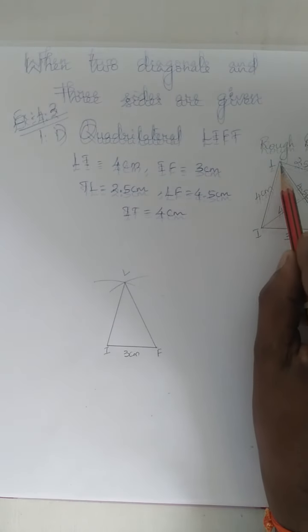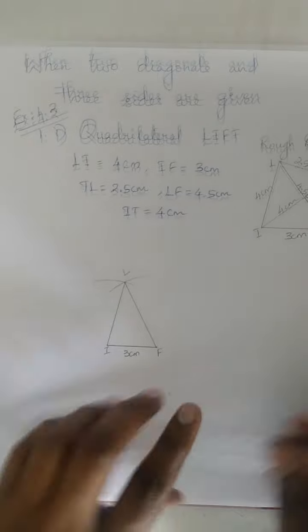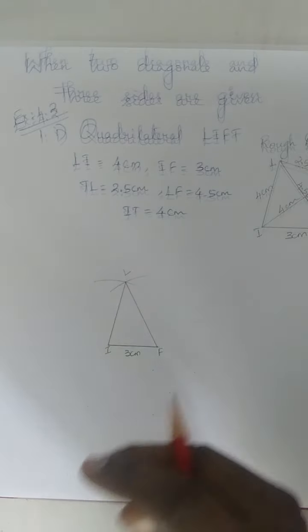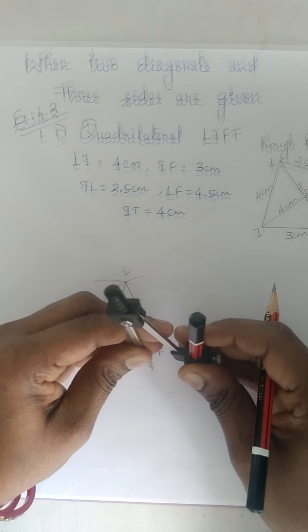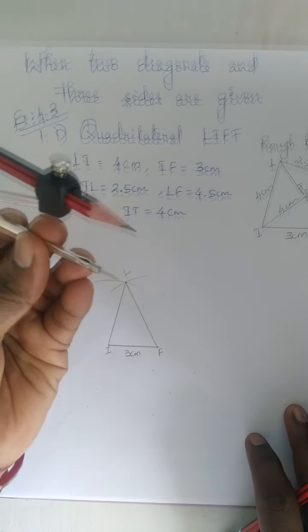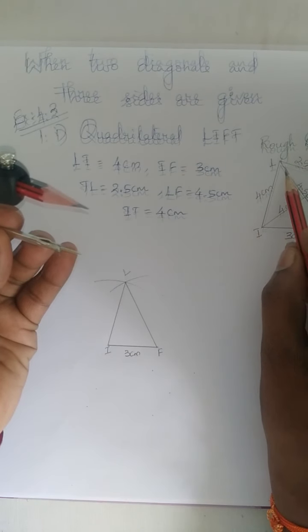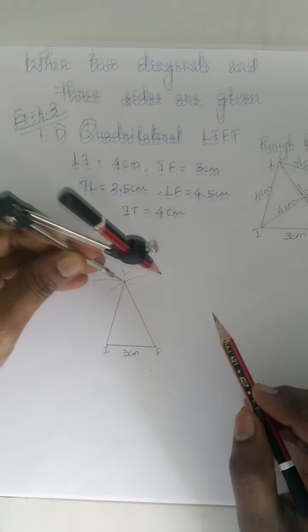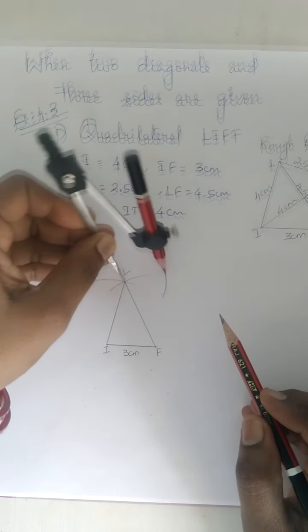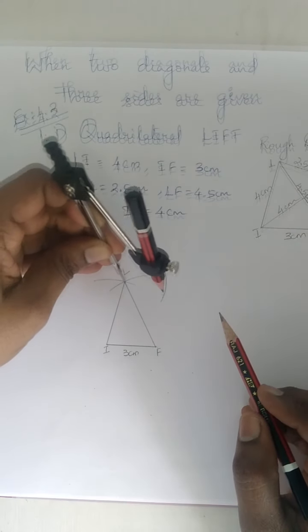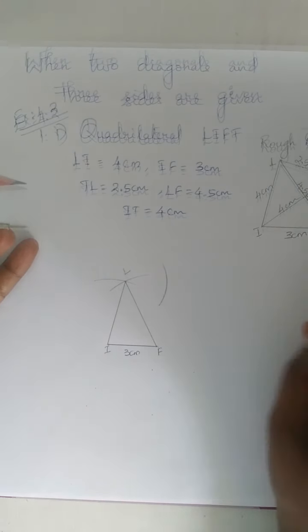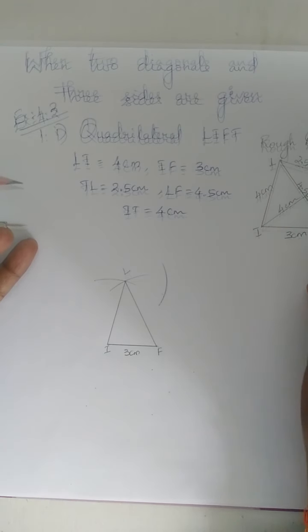So now let's measure. Let's take 2.5 centimeter. This is 2.5 centimeter, and from where do you make this arc? From L. Because to get the vertex T from L only 2.5 centimeter. So from L you make one arc, that is 2.5 centimeter. Then to get the another arc, from where do you draw? From I, because now we are drawing the vertex T.